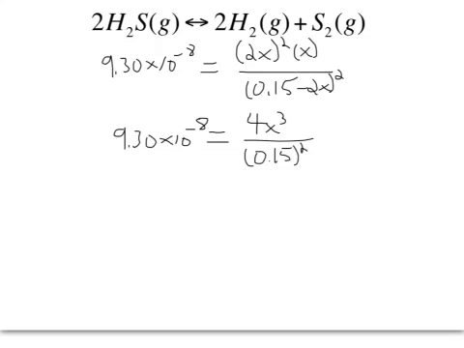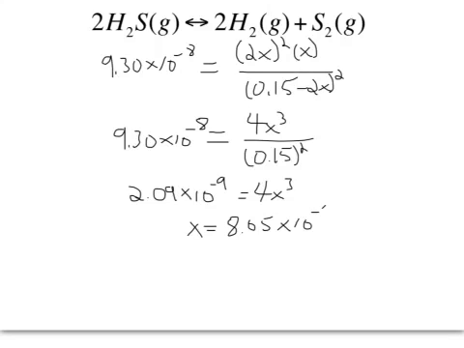all right, to continue solving this, I'm going to multiply both sides by 0.15 squared. And so I'm going to end up with 2.09 times 10 to the minus 9 is equal to 4x cubed. Now all I have to do is divide both sides by 4, then take the cube root and end up with x is equal to 8.05 times 10 to the minus 4 molar.